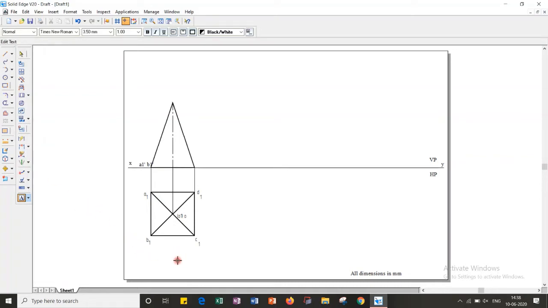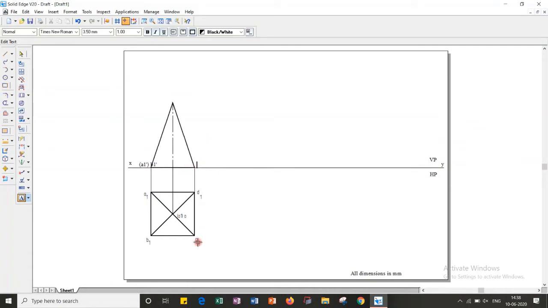Observer is located here. So when you observe from here, B1 is nearer to observer, this is a visible point. A1 is away from observer, this is a hidden point. And all the hidden points we will write inside brackets. So A1 will be inside bracket, B1 will be outside bracket.